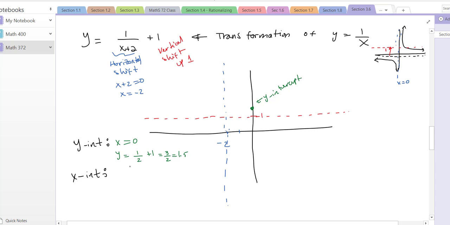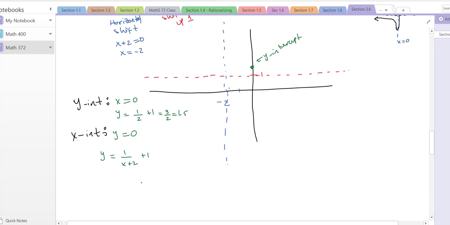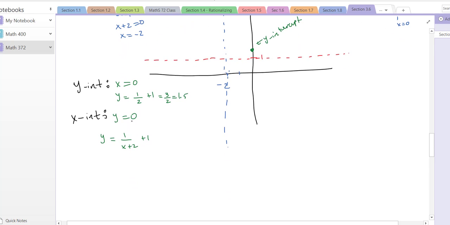And what about the x-intercepts? X-intercepts are when y is 0. So when y is 0, what's x? This one is not as easy to solve. My equation is y equals 1 over x plus 2, plus 1. So let y be 0. Substitute 0 for y. We get 0 equals 1 over x plus 2, plus 1. I'm going to subtract the 1 over to the other side. So negative 1 equals 1 over x plus 2.